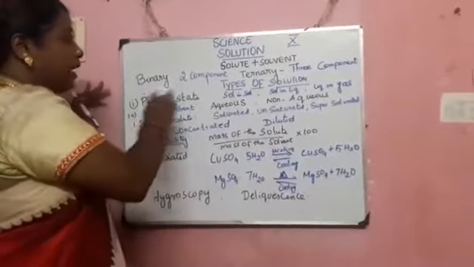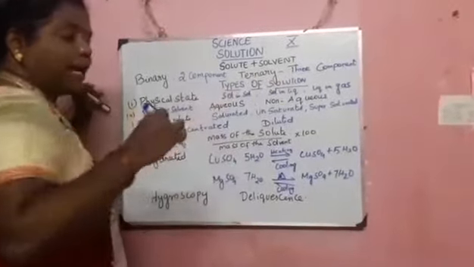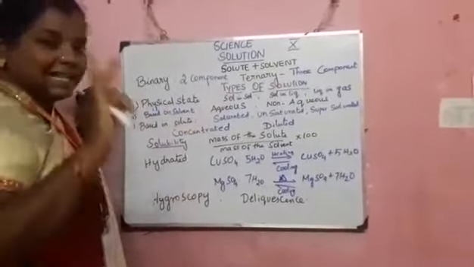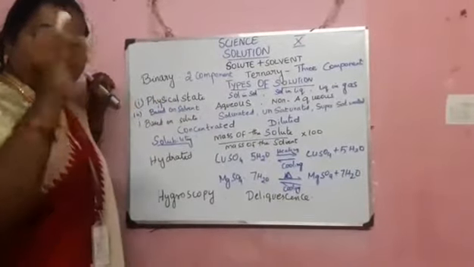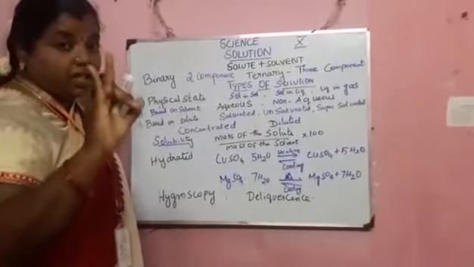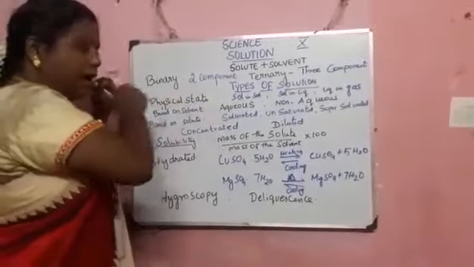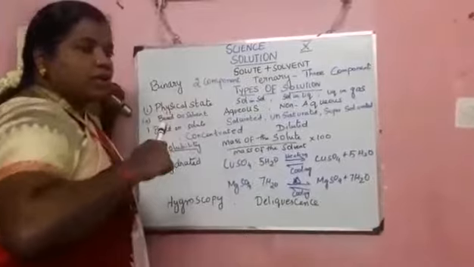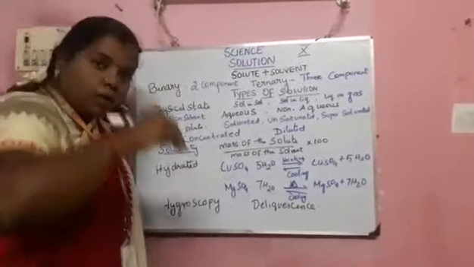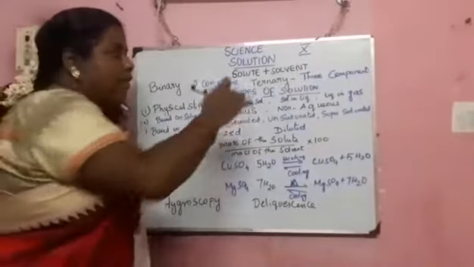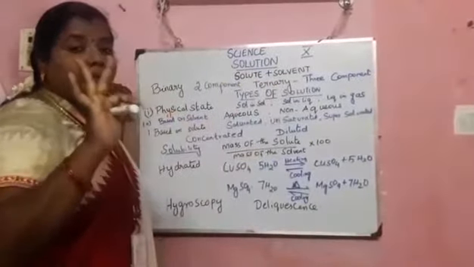And the next one is binary component and ternary component. Binary means 2, ternary means 3. Binary components means, as usual, sugar solution, sugar plus water. Two components are present in the solution. That will be called a binary solution. And ternary solution means you add salt and sugar in water. That will be called a ternary solution. Three components will be present in it.